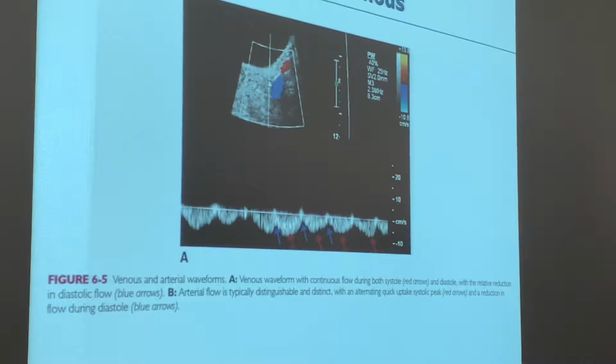If you open that sample gate and you're having a hard time finding arterial or venous flow on the ovary, open that sample gate. Because right now they're only taking a sample that big. Open it up wider so your sample gate is bigger.